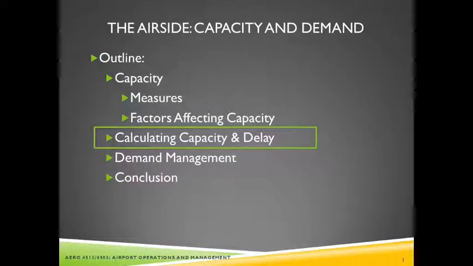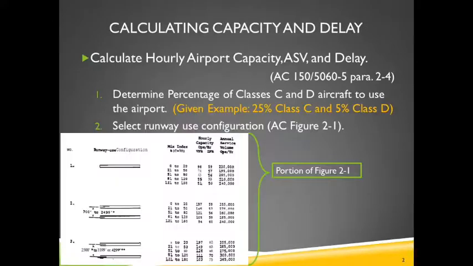Now that we've learned the measures of airport capacity and the factors affecting airport capacity, now we're going to dig deep into calculating airport capacity and estimating delay. And for these calculations, we will be digging deep into Advisory Circular 150/5060-5, which is in your reading assignments. Please have that document open and be familiar with it, especially with chapters 2 and 3 and appendices 1 and 2 as we go through this video.